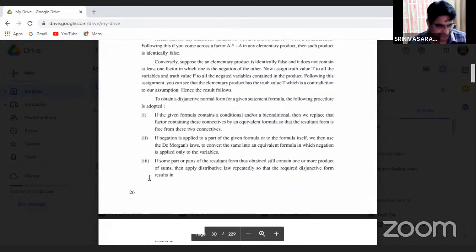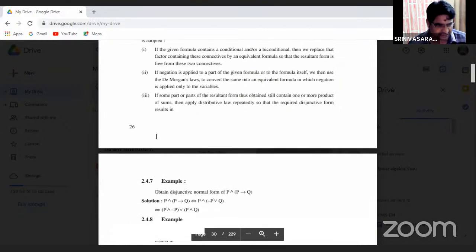Now the important, another third point of DNF, the disjunctive normal formula: if some parts of the resultant form obtained still contain one or more products of sums, apply the distributive law repeatedly. Now again you have to apply the distributive conditions there. Then they are the required disjunctive normal results.